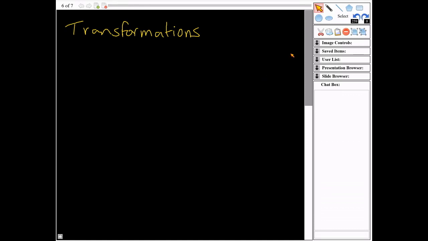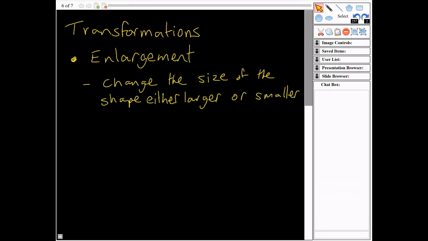Okay, so this video is going to be about transformations, and it's a transformation which is called an enlargement. Now, an enlargement will change the size of the shape, either larger or smaller. An enlargement usually means make bigger, but in mathematics, an enlargement is just a change in the size. So you can make it larger with a scale factor bigger than 1, or you can also make it smaller. In that case, the scale factor would be smaller than 1. We'll talk about that a bit later.